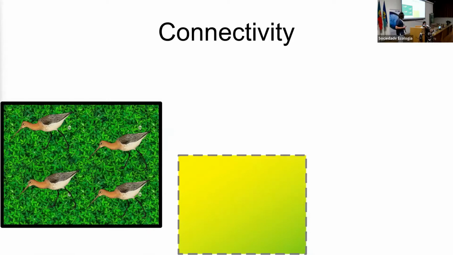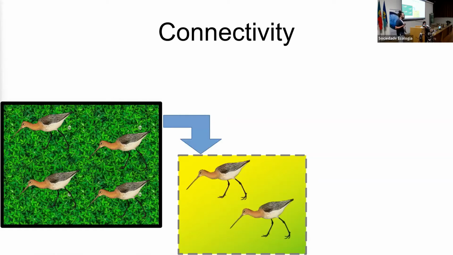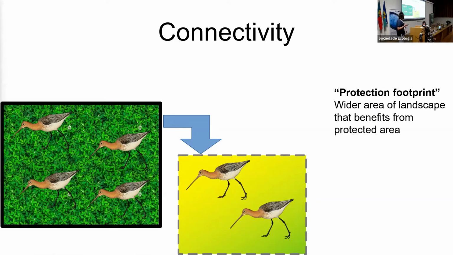And I think connectivity can operate in two ways. So we often think about how a protected area can help to populate the wider landscape with individuals, especially in the context of, say, marine protected areas that are nurseries for fish, and then it provides extra fish to non-protected areas as well. And we can think about this as a protection footprint, like we talk about carbon footprints and ecological footprints. So the wider area of a landscape that benefits from the protected area.